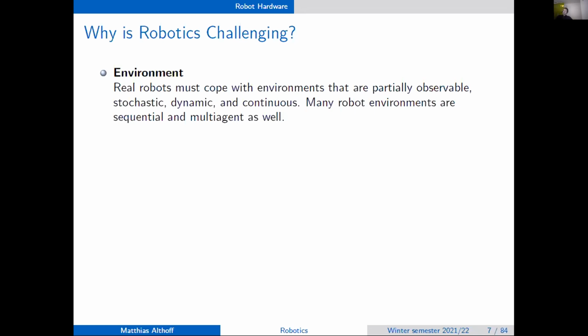So besides the environment, what other challenges can you think of in terms of robotics that you don't have in some other AI problems?